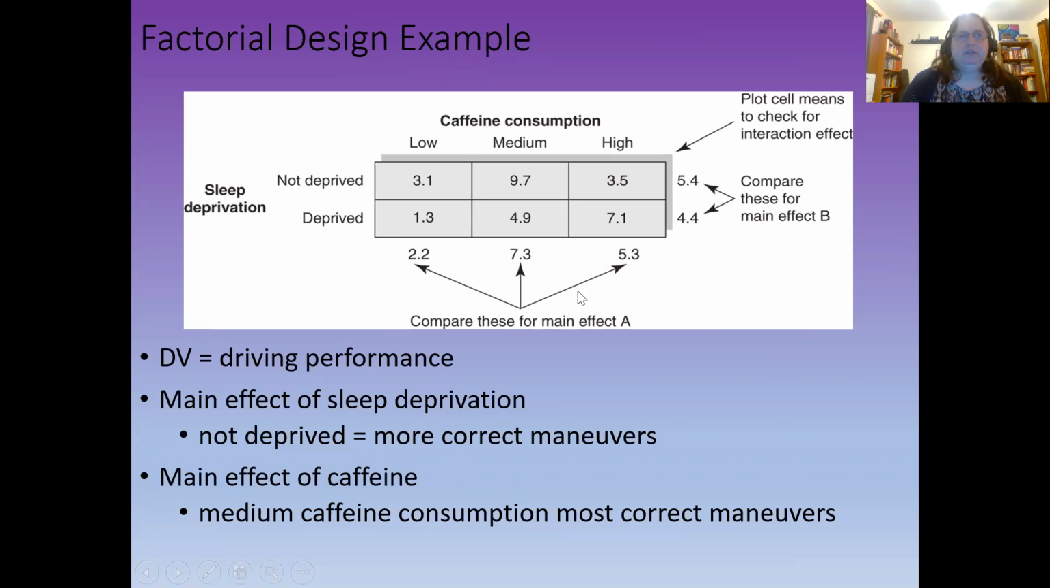And then caffeine, low caffeine, 2.2, medium caffeine, 7.3, and high caffeine, 5.3. So just looking across the caffeine levels, it seems like medium's the way to go. And it seems like being not deprived is the way to go. Okay, because not deprived gives you more correct maneuvers and medium caffeine gives you the most correct maneuvers. But is there more to this story? Is it all just about these main effects or is there an interaction? Let's look.